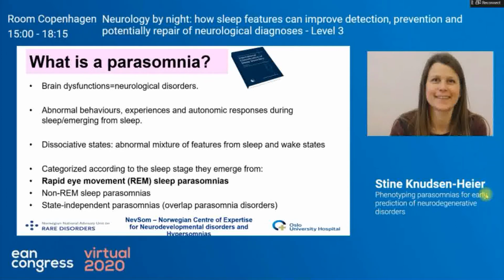They're characterized by the sleep stage they emerged from. If you can see in that book in the top of the slide, the International Classification of Sleep Disorders, they're classified in rapid eye movement sleep or REM sleep parasomnias, for example, REM sleep behavior disorder, which we're going to hear a lot about in this talk. And also in the non-REM sleep parasomnias, for example, sleepwalking. And then the state-independent parasomnias that have features from both REM and non-REM, also called overlap parasomnia disorders.